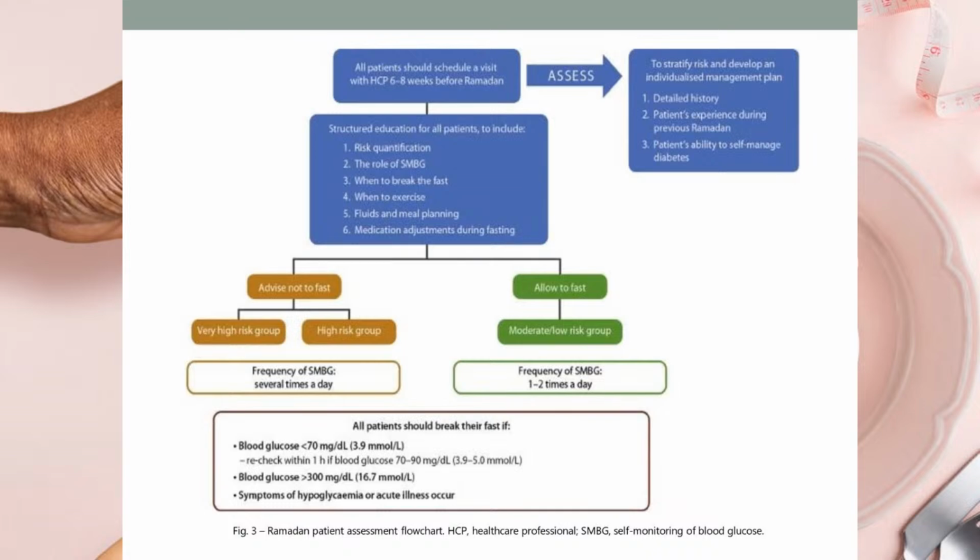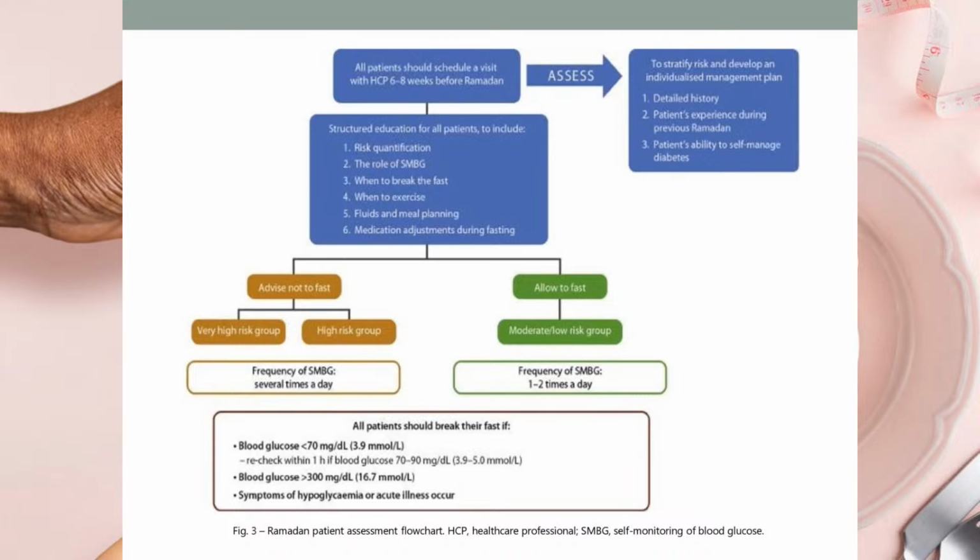So let's remember this. Yes, you advise, but man proposes, God disposes. You advise, it may not go well. In case they experience hypoglycemia, that is a random glucose of less than 3.9, they ought to break the fast, and then find some remedies.